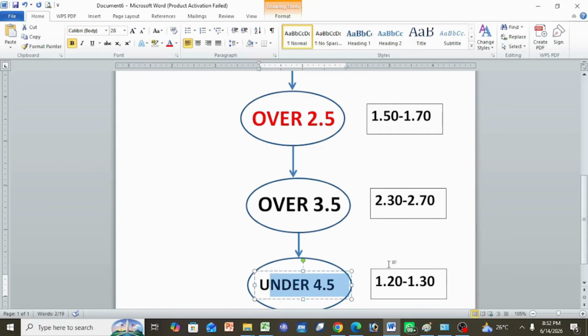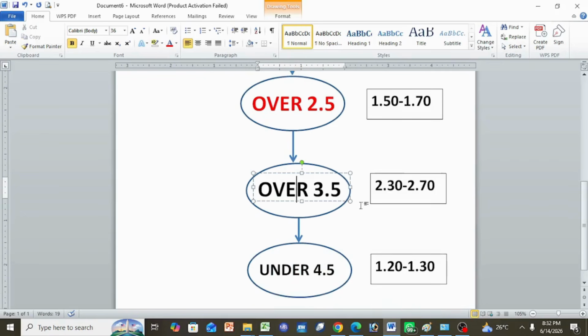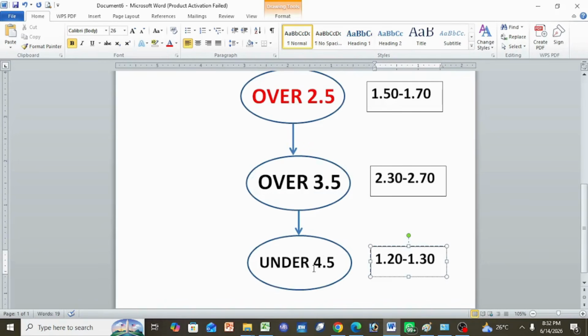They are telling you that we expect the goals to be between here and here. We don't see it getting to this range or bypassing this range. So that's why you see the odds at 1.20 and 1.30 respectively. What this odd is simply saying is that they are protecting this market. So that's how it is.